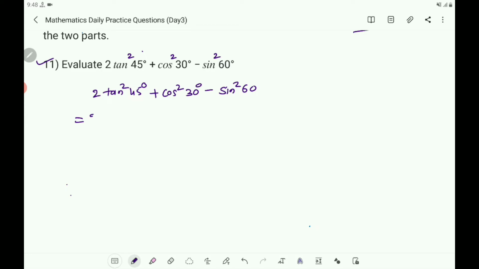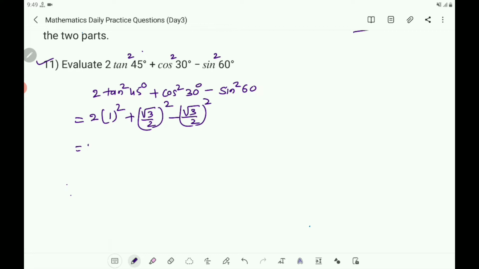Then you write 2 as it is, and what is the value of tan 45 degree? Tan 45 is 1, so that is 1 square plus cos square 30 degree. Cos 30 is root 3 by 2, its square, minus sin square 60 degree. Sin 60 is also root 3 by 2, so sin 60 whole square is root 3 by 2 whole square.